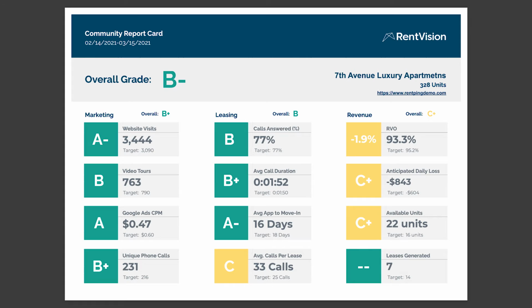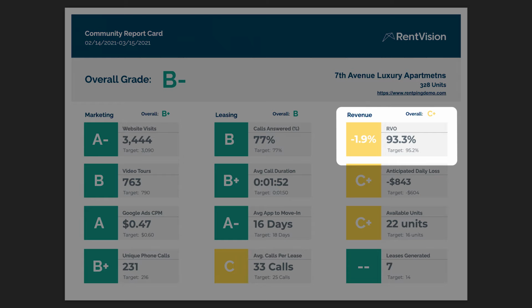But the first main metric in the revenue section is the RentVision occupancy, or RVO. It's essentially telling us what the occupancy of the property is going to be in the next few weeks, and then compares it against their target or goal occupancy. By having those two numbers, we know whether or not they're going to be at the occupancy they'd want to be at for this point in the year. And that helps us know whether or not we need to help them drive more traffic or maybe less traffic if they're going to already be really full.